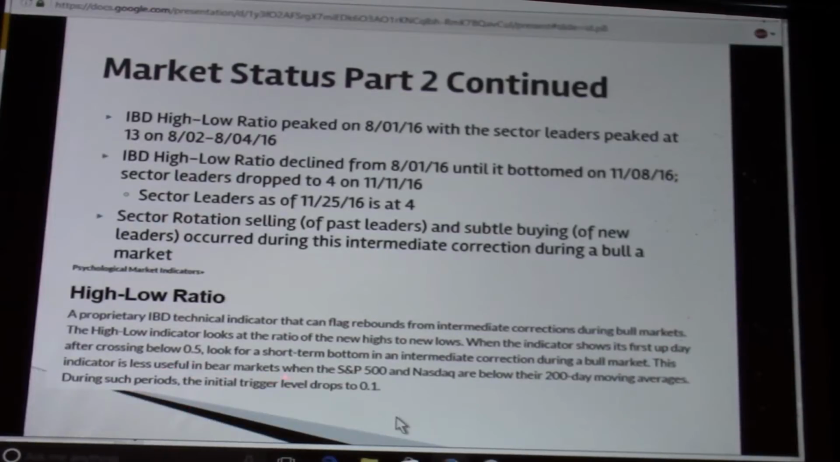This indicator is less useful for the markets in September or for the S&P and the NASDAQ when they're below the 200-day. Then it's 0.1. And the reason why that's important, if you look at that definition, it says a bear market. January, February, you fell below 0.1. The indices were well below the 200-day moving average. Guys, that was the end of the bear market. We had a bear market from May 2015 to July when we made the new all-time high of 2016.